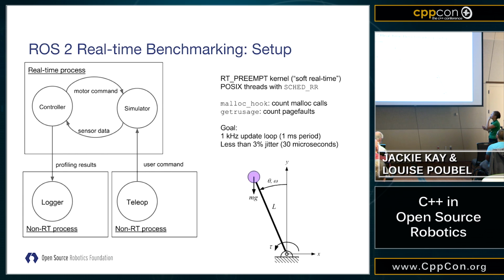And also getrusage counts page faults. Page faults are bad for real time. I'm not going to go into too much detail here, but if anyone wants to know more about page faults, just ask me.